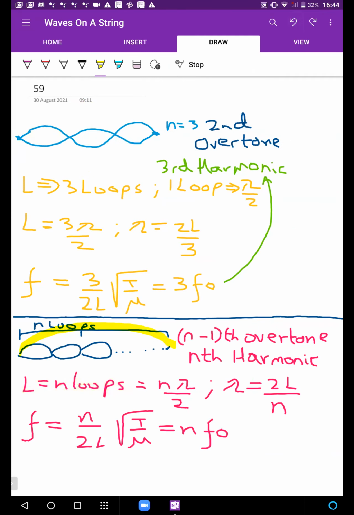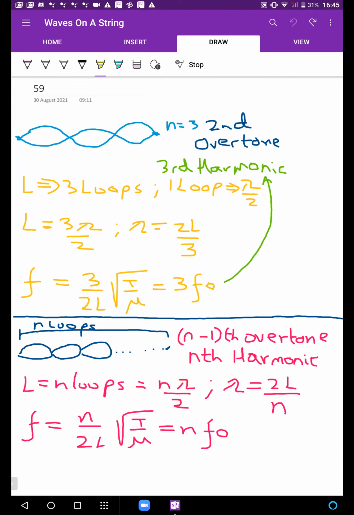So if L is n loops and one loop is lambda by 2, that tells us that L is n lambda by 2. Here lambda is 2L by n. You can say L by n is one loop, so lambda is twice of that. Lambda is 2L by n. Okay? तो ये रिश्ता आ जाएगा based on the number of loops. If n is 3, lambda will be 2L by 3.